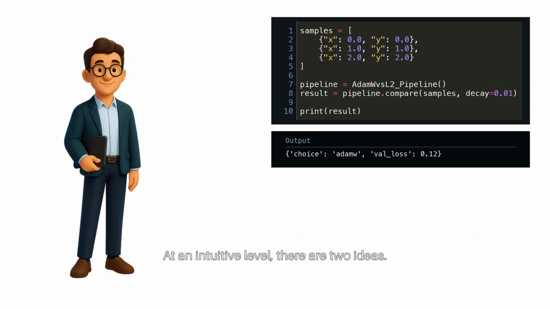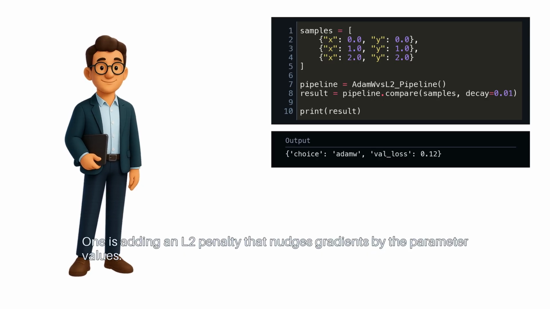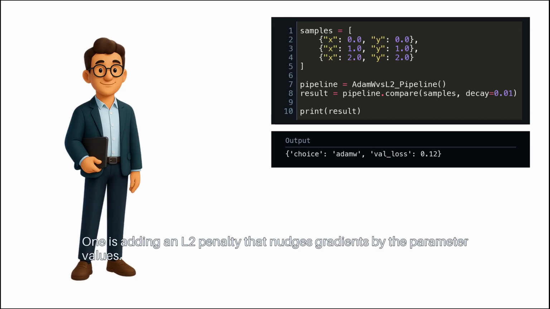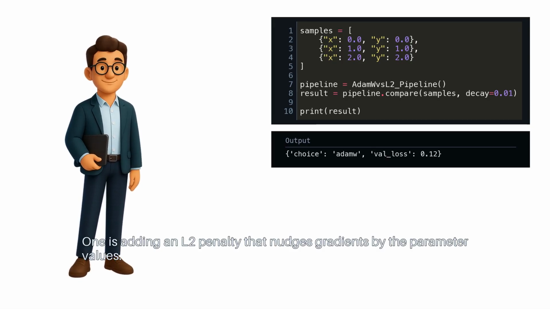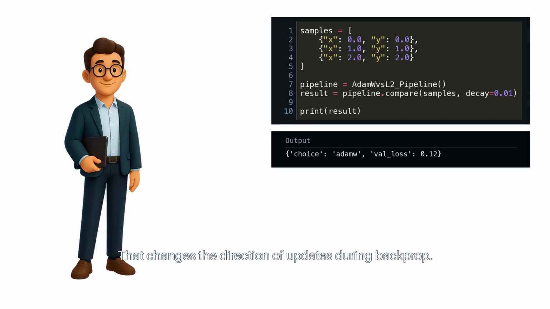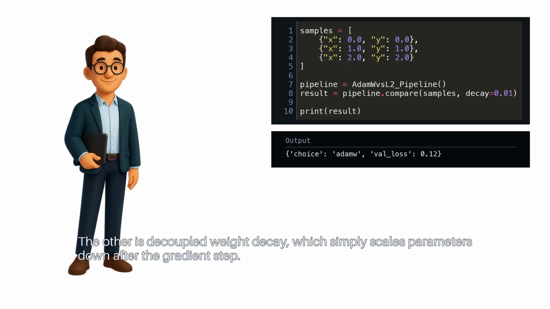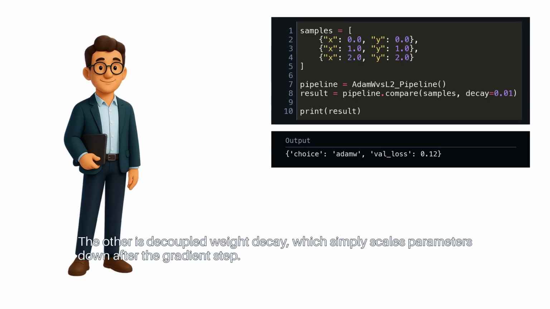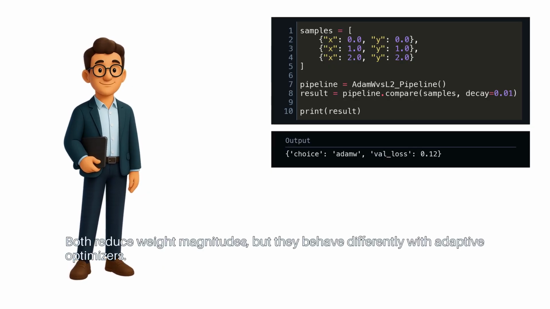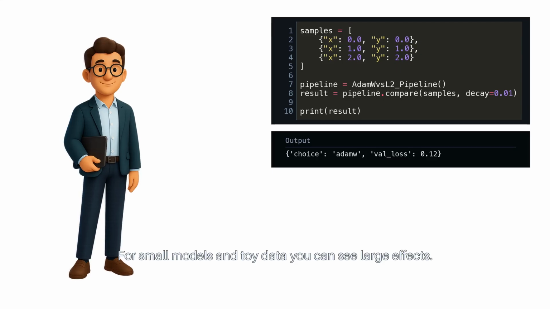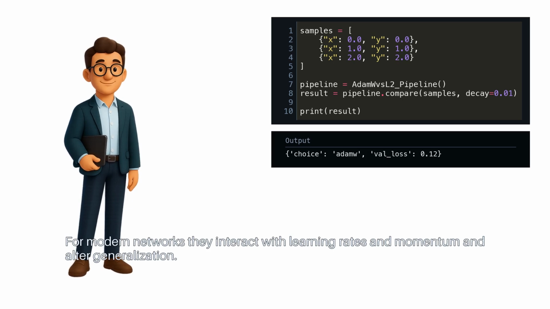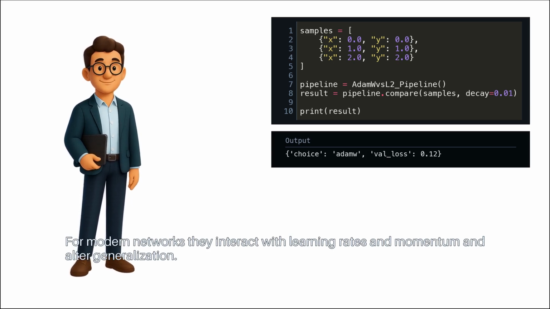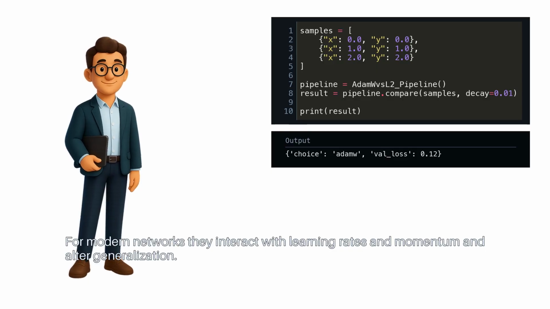At an intuitive level, there are two ideas. One is adding an L2 penalty that nudges gradients by the parameter values. That changes the direction of updates during backprop. The other is decoupled weight decay, which simply scales parameters down after the gradient step. Both reduce weight magnitudes, but they behave differently with adaptive optimizers. For small models and toy data, you can see large effects. For modern networks, they interact with learning rates and momentum and alter generalization.